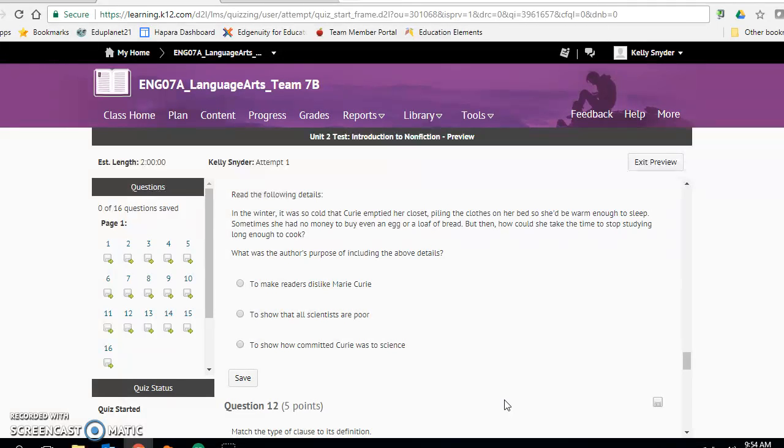What was the author's purpose of including the above details? To make readers dislike Marie Curie? To show that all scientists are poor? To show how committed Curie was to science?